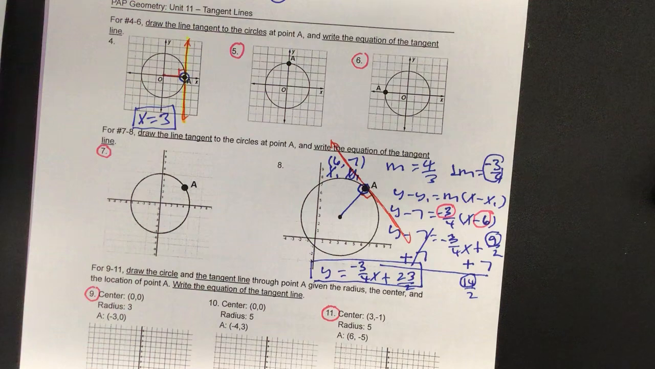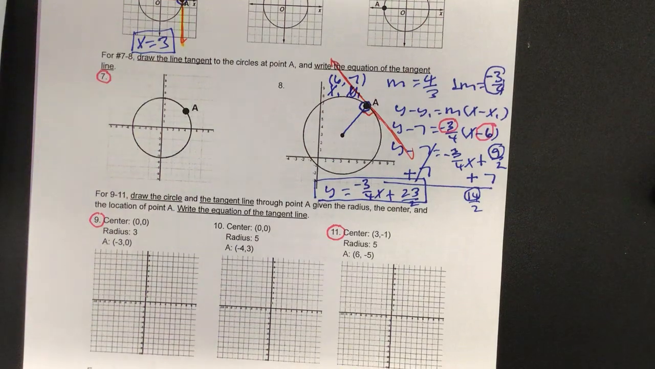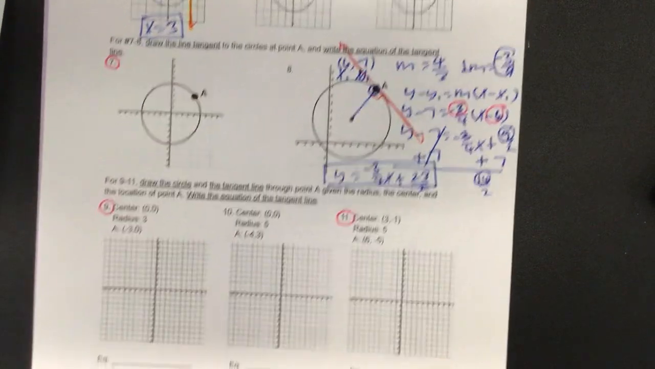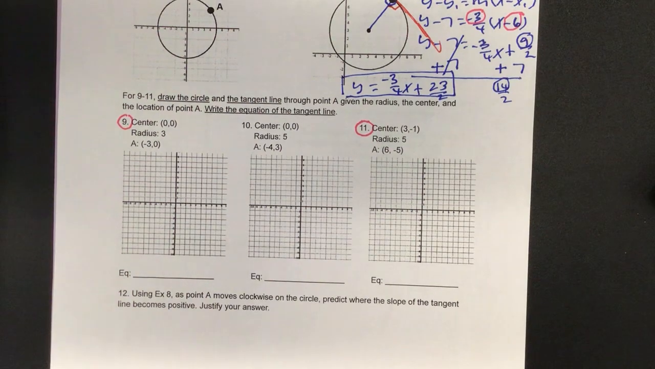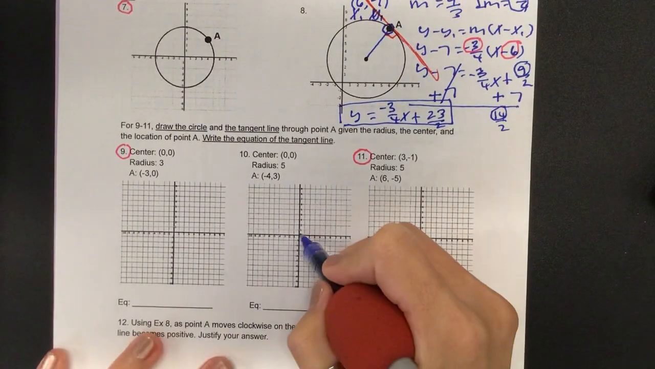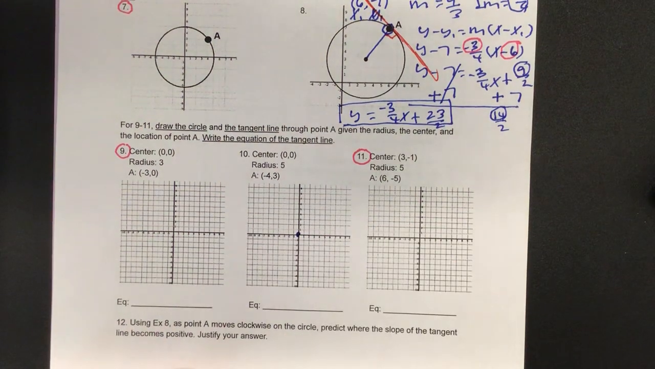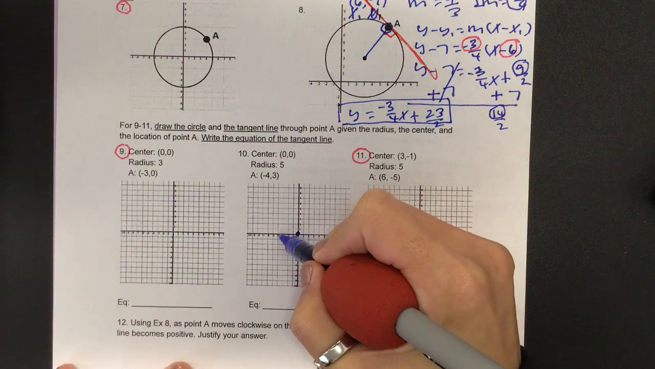Let's move on to number 10. Okay, on number 10, Aaron, let's read that one. The instruction from 9 to 11. For number 11, draw the circle and the tangent line through point A if given the radius, the center, and the location of point A. Write the equation of the tangent line. Okay, number 10 says my center is going to be at 0, 0. Let's all put a dot there. And it's going to go through negative 4. So 1, 2, 3, 4, and up 3.